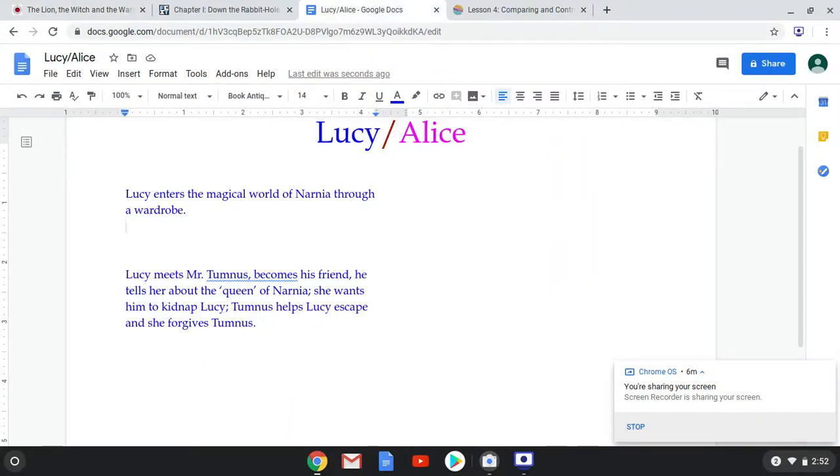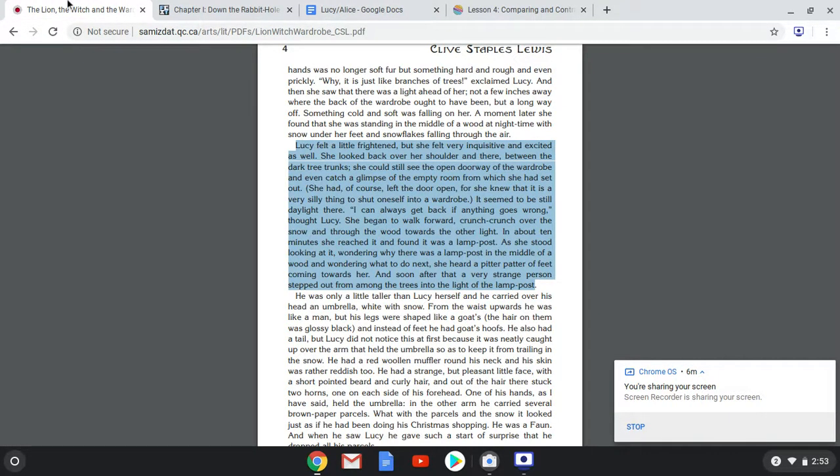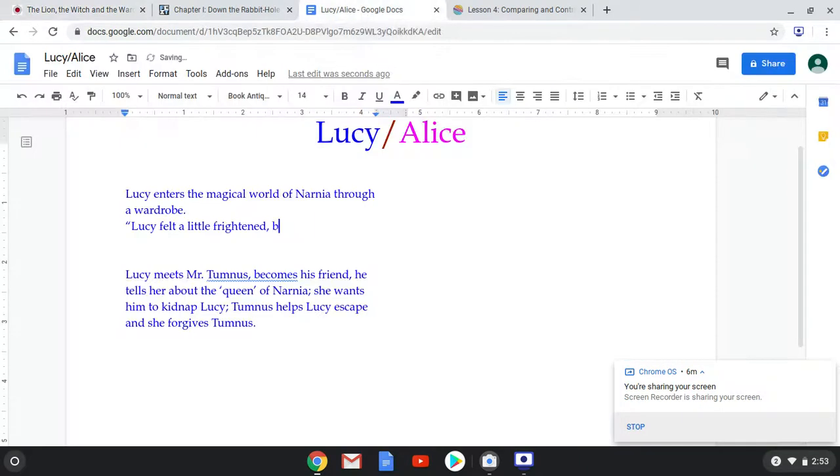So I'm putting my quotation marks because I'm going to quote this completely from the text. I have to make it exact. "Lucy felt a little frightened, but she felt very inquisitive and excited as well."